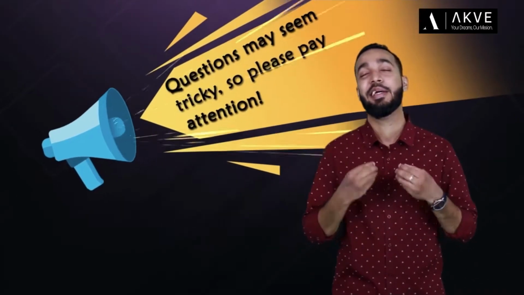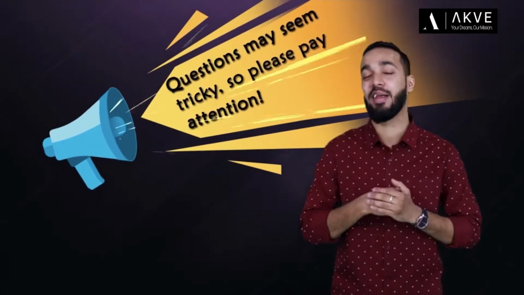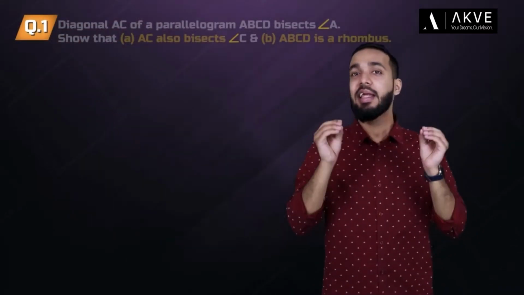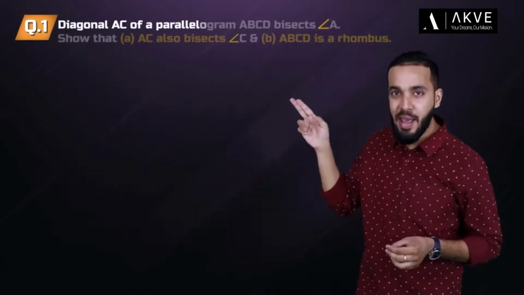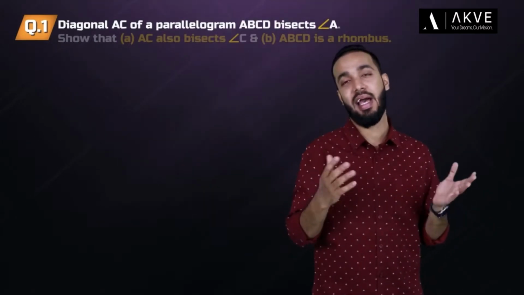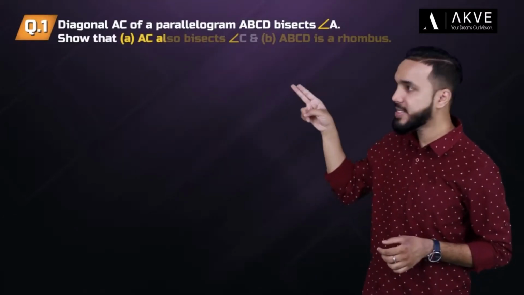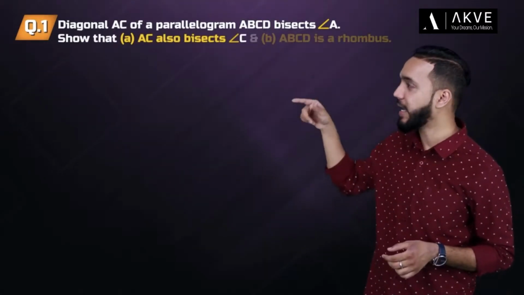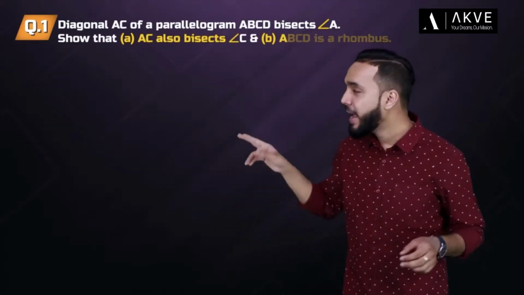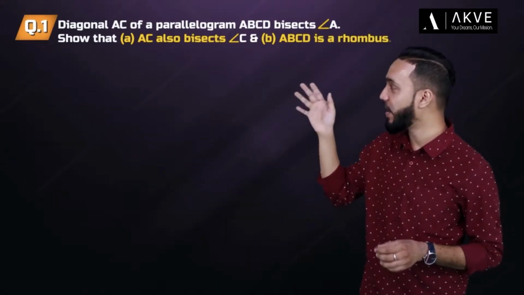Let's roll. The questions we are discussing today may seem a little tricky, so I request your undivided attention. The first one states that diagonal AC of a parallelogram ABCD bisects angle A, and we have to show that AC also bisects angle C, and B, ABCD is a rhombus.